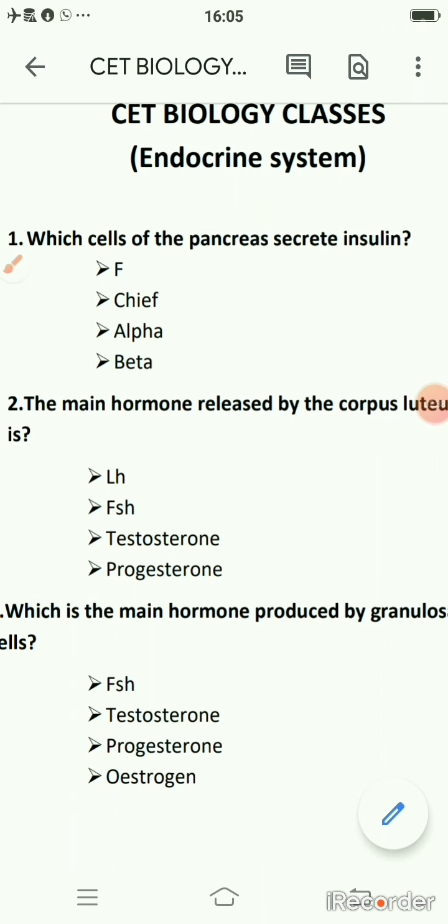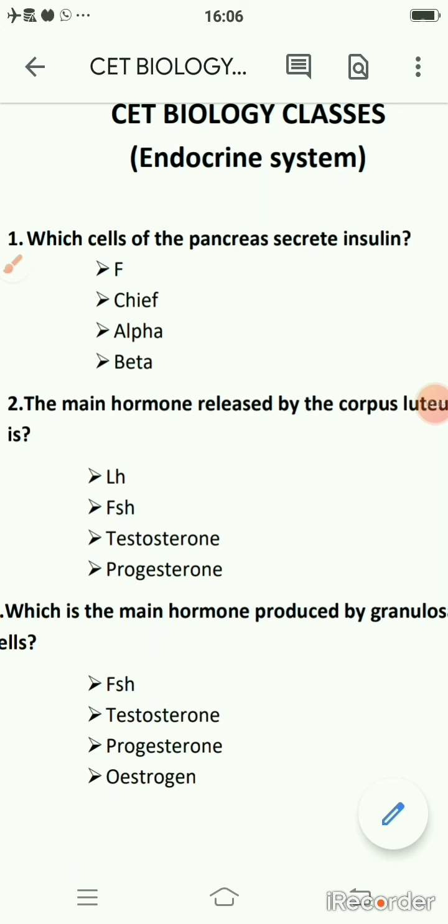Okay, let's move on to the second question. The main hormone released by the corpus luteum is... Let's first know what this corpus luteum is. It is a mass of cells formed in the ovary, and it produces which hormone? I'll tell you further. The first option is LH, that is luteinizing hormone.